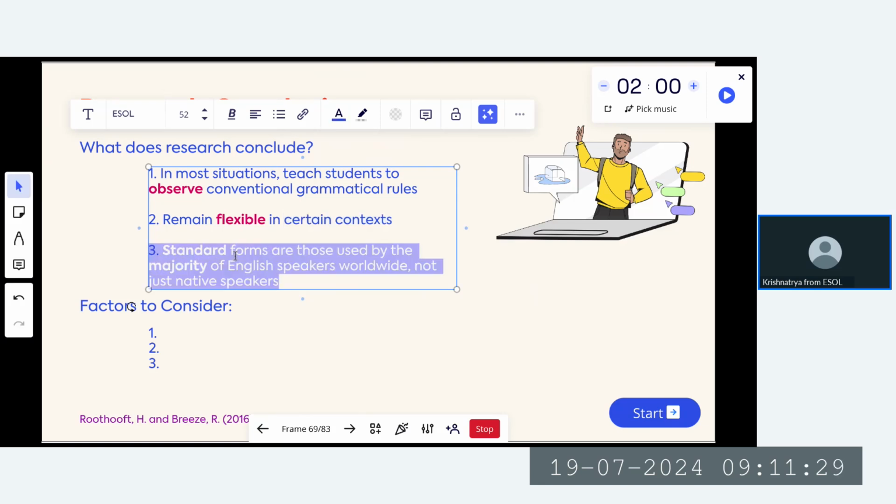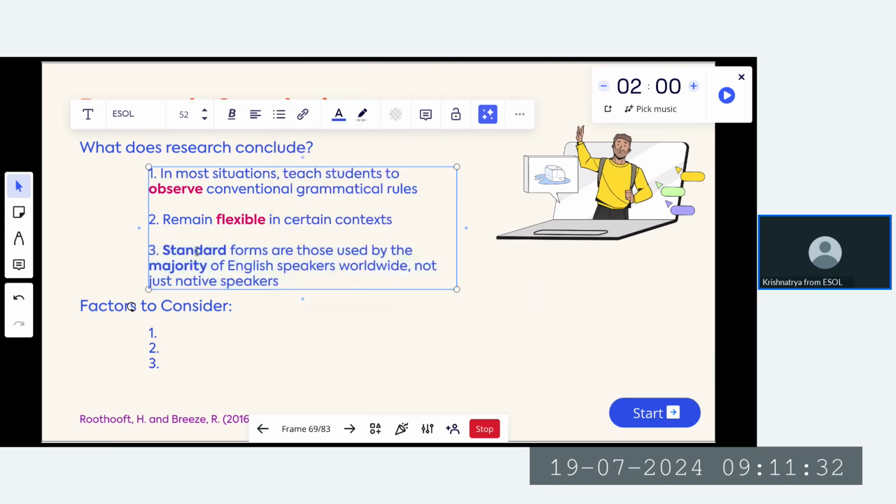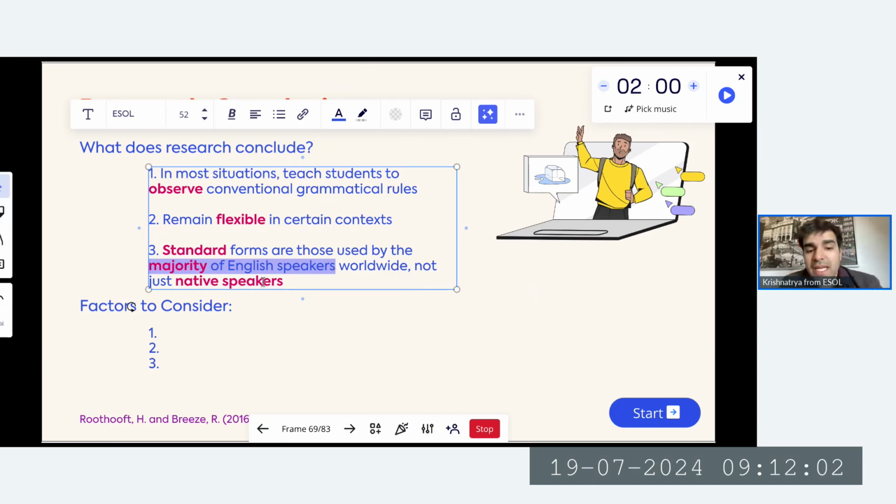And number three, this is very important. Standard forms. Now, this is one of my most important points, so listen carefully. Standard forms are those that are used by majority of people who speak English, not native speakers. This is a very important point. Listen again. Standard forms are the ones that are spoken by majority of the English speakers around the world, not just by native speakers.